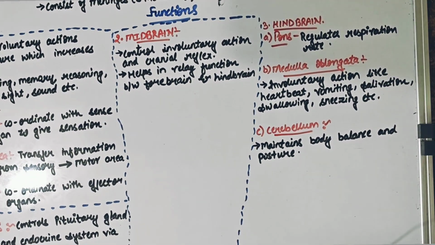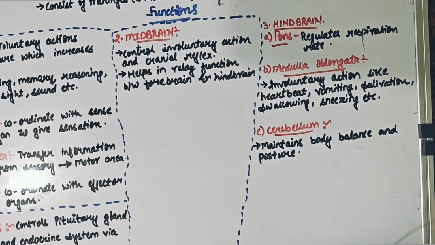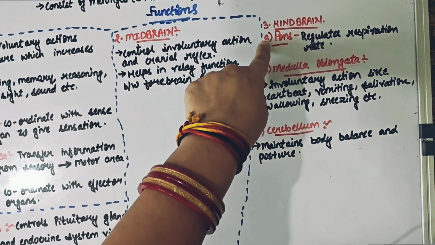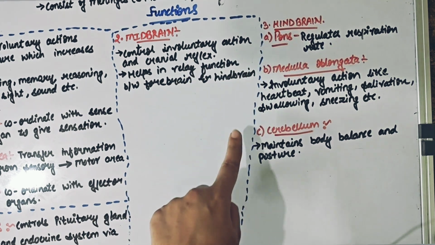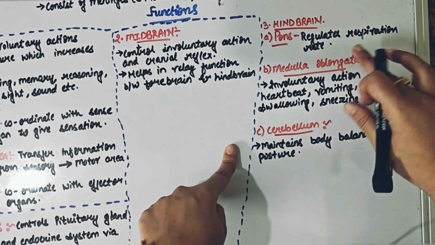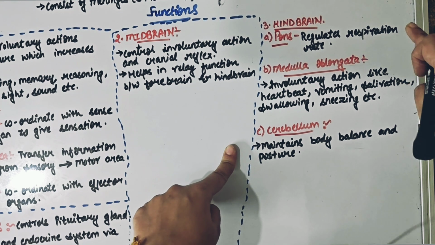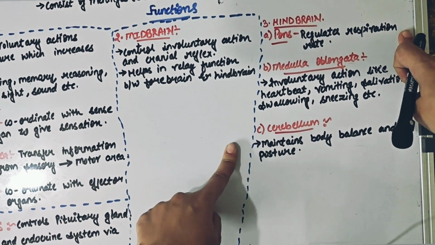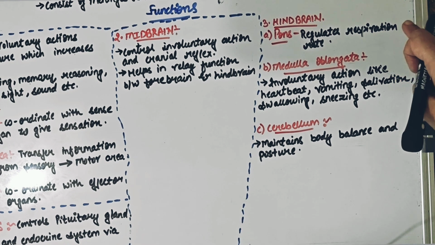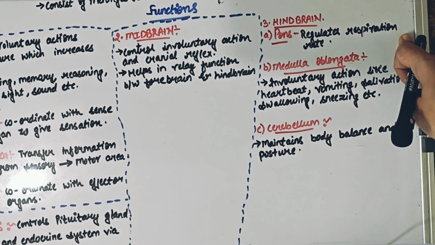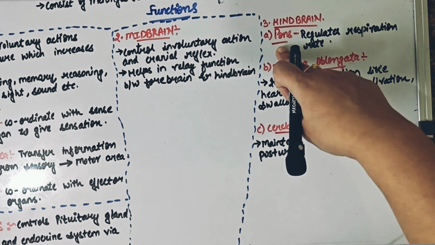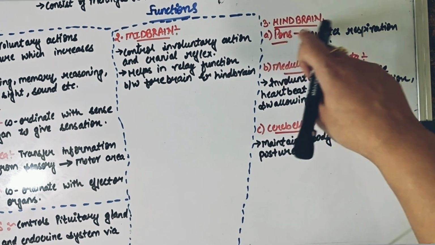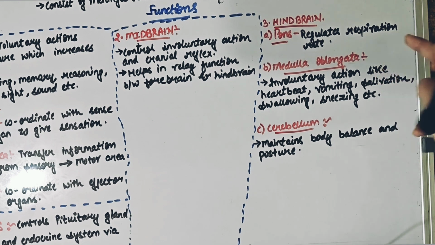And talking about the last part of the brain, which is the hindbrain. This hindbrain, as we know, has three important parts: your pons, medulla oblongata and your cerebellum. So what does the pons do? The pons is mainly responsible for regulating your respiration rate, children. I have seen many times in exams this question is asked: which part of the brain controls your respiratory rate? So be aware, it's the pons area of your hindbrain. Don't just write hindbrain, but write the specific part which is regulating this activity.